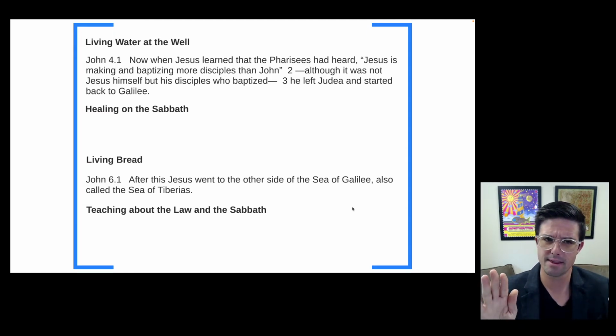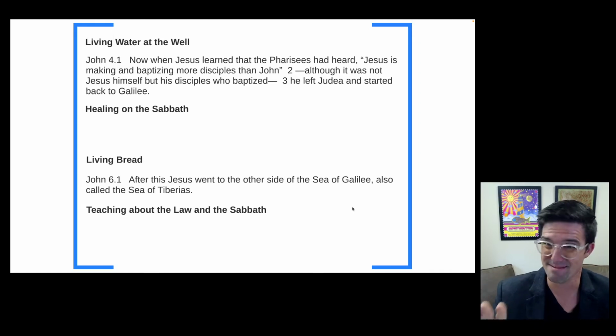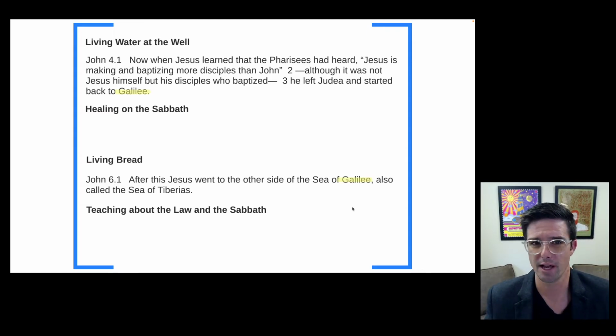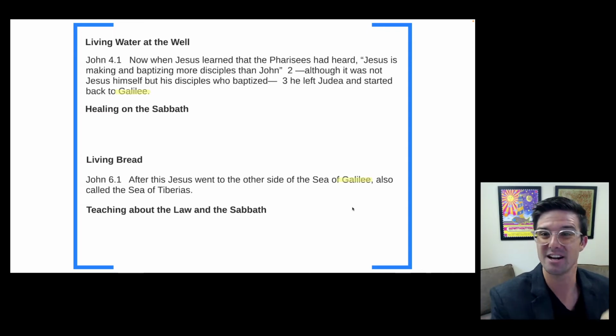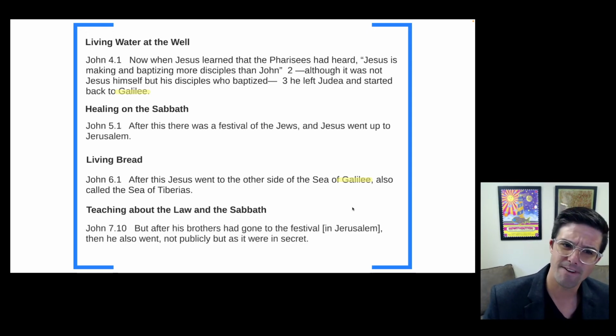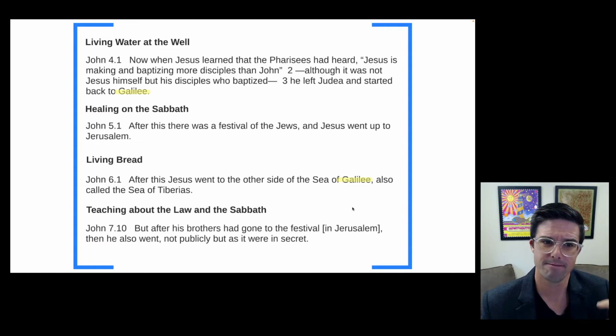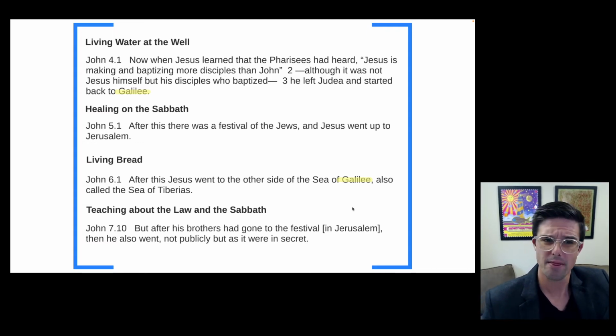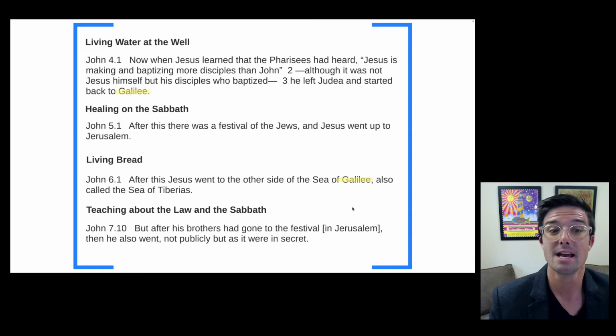And so we have these themes of living elements that sustain a person in John chapter 4 and John chapter 6, but we also have a similarity in location, that Jesus is in Galilee talking about living sustenance in 4 and 6, whereas in 5 and 7, Jesus first performs a healing on the Sabbath, and then continues to reflect on that healing and the conflict that arose from that healing in chapter 7.